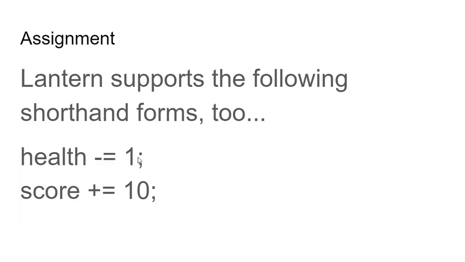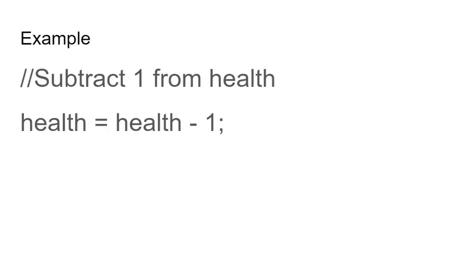So health minus equals 1 is just a short form for health equals health minus 1. And score plus equals 10 is a short form for score equals score plus 10. And if you can't remember those short forms, then just remember the long forms. Health equals health minus 1. Score equals score plus 10. There's nothing wrong with using the long forms.